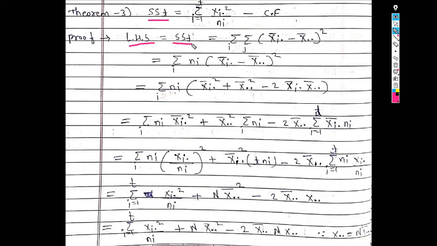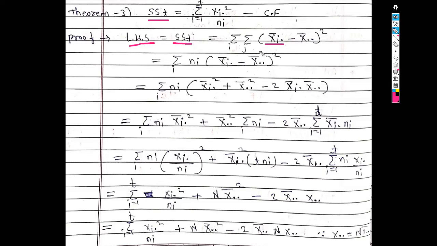of square. In the previous lecture we have already discussed the definition of treatment sum of square. The definition is summation over i summation over j, bracket xi dot bar minus x dot dot bar, bracket square. Since this term is independent of the jth term, we can write it as summation over i ni in bracket xi dot bar minus x dot dot bar bracket square.